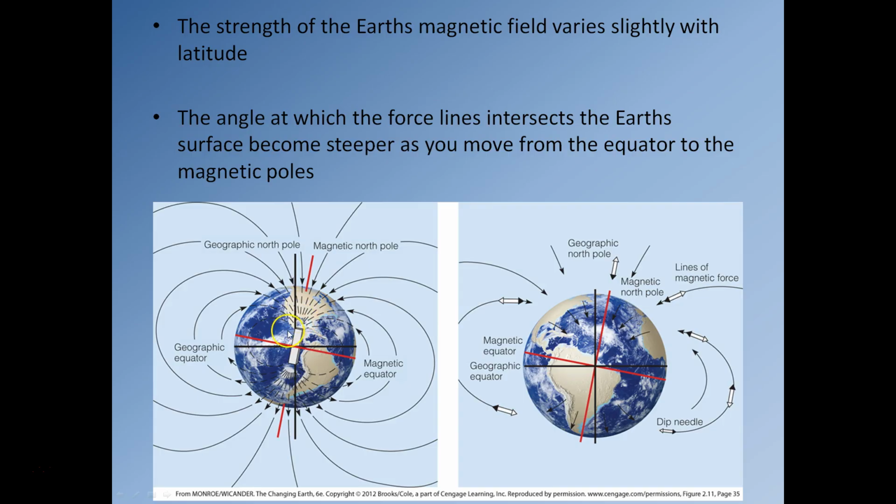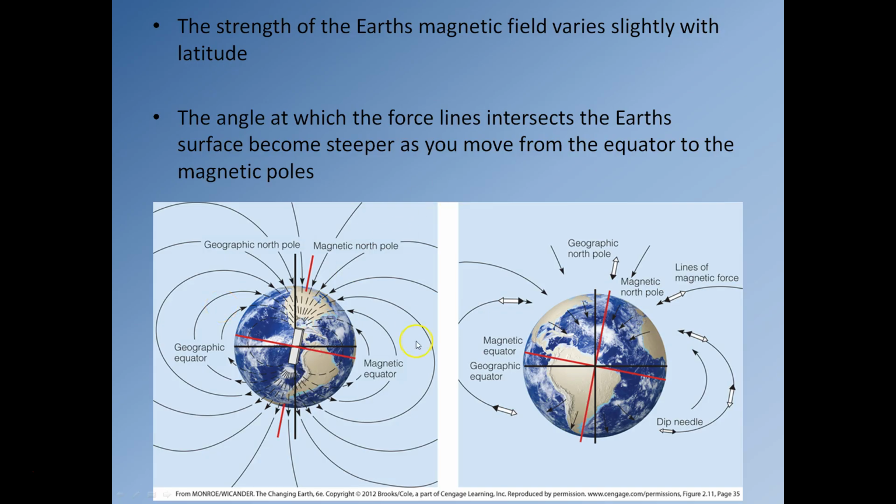Number one, the strength of the Earth's magnetic field will vary ever so slightly with latitude, and the angle at which the Earth's magnetic field intersects the surface of the Earth varies slightly. So the Earth's magnetic field comes in nearly straight down at the poles, whereas it comes in at a much shallower angle towards the equator. So the angle at which the Earth's magnetic field intersects the surface of the Earth changes as you move from the poles towards the equator. The angle is very steep up here and becomes very shallow down here. Okay?